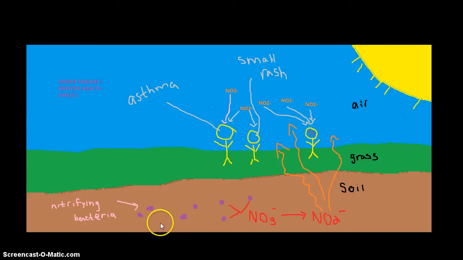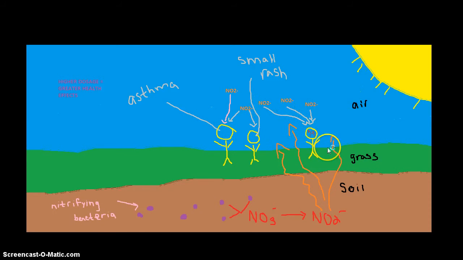We see that there are nitrifying bacteria inside the soil here, these purple dots right here, and they're converting NO3- into NO2-, aka nitrite. If this nitrite gets into the atmosphere, it can interact with the air and stick around for a while. If people come along and they're just outside doing their thing, not worrying about anything, they won't know that this NO2- is in the atmosphere because it's colorless and odorless.